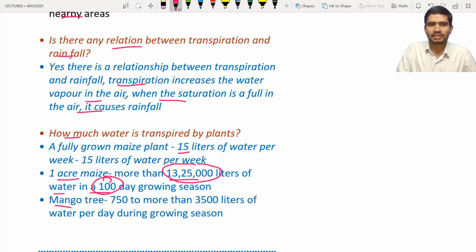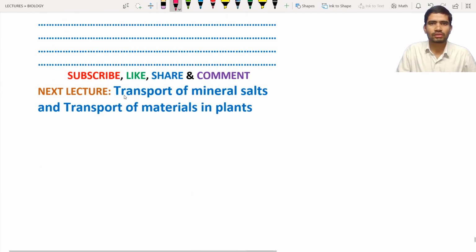Okay, next is a fully grown mango tree. It is going to transpire around 750 to 3,500 liters of water per day during the growing season. Okay, not 3,000, maybe 3,500 liters of water per day during the growing season.